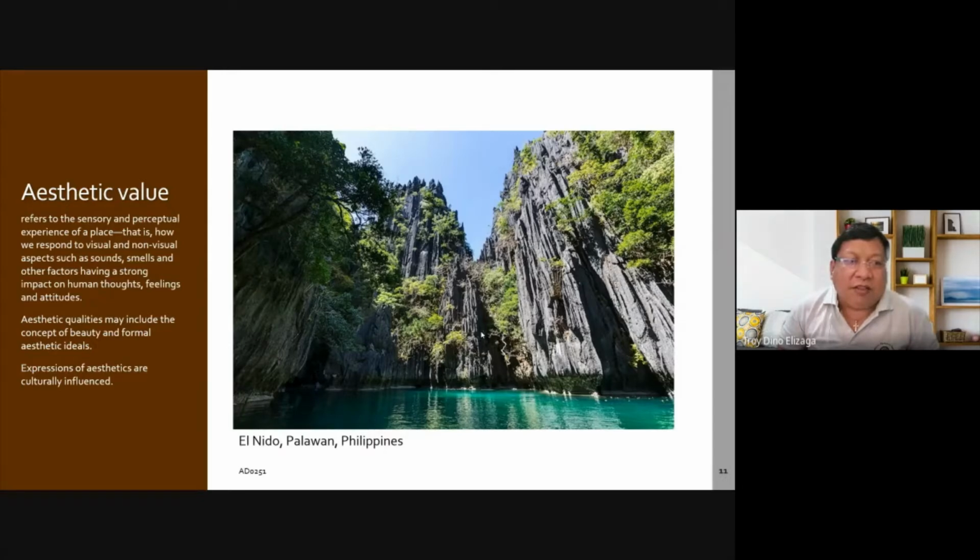So aesthetic value refers to the sensory and perceptual experience of a place. That is how we respond to visual and non-visual aspects such as sound, smell, and other factors having a strong impact on human thoughts, feelings, and attitude. So it's interesting that aesthetic value is not limited to visual. So even sound and smell and even taste. Therefore, food, for example, you don't just photograph the food, you also taste it, you smell it. So it's really different.